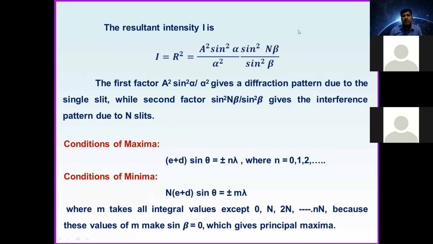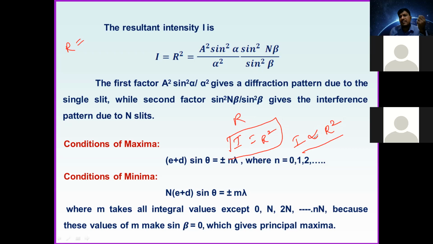So what we got, anyway, we got this beta. Just now we got this R value. In the previous slide we got the R value, right? From the R value, if we want I, it's I equal to R square beta. This is also important to keep in the brain. Intensity of light is always directly proportional to R square.